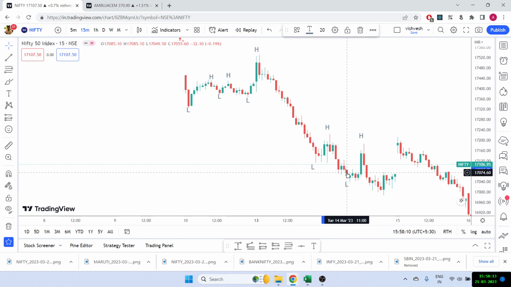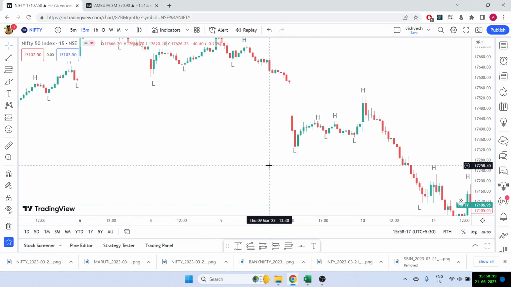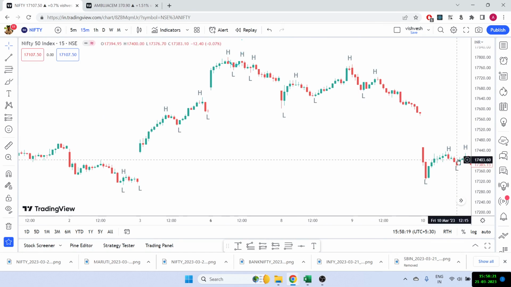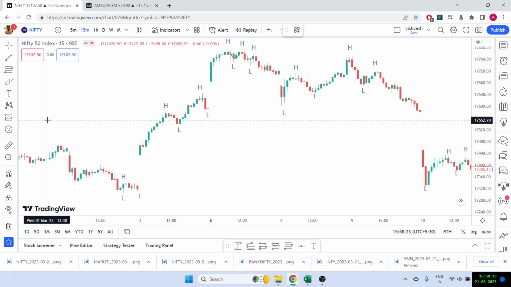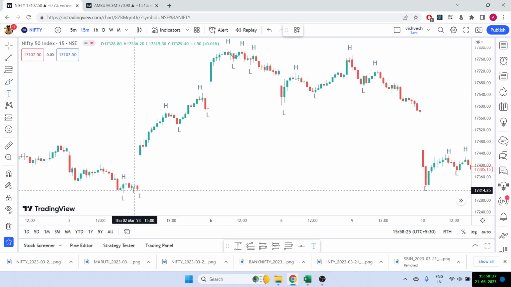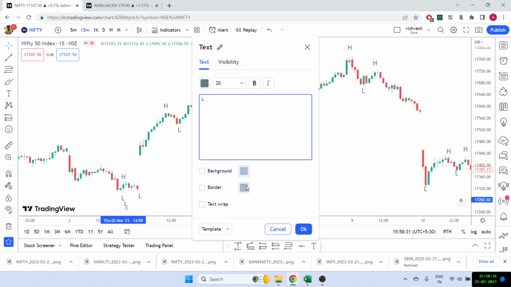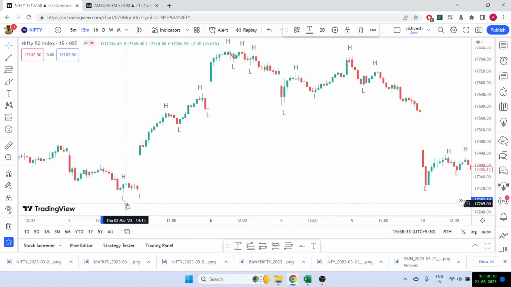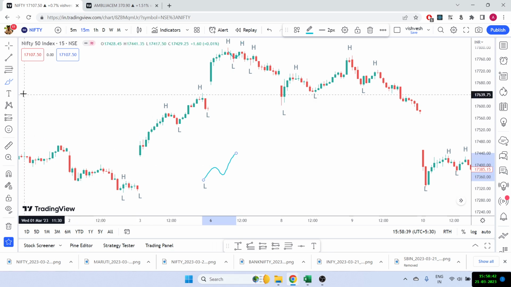Let's now understand what the strategy is. Whenever we are looking for a buying entry, we are looking for a formation something like this. So we want a low, and then a high, then a low, and then the high getting broken.